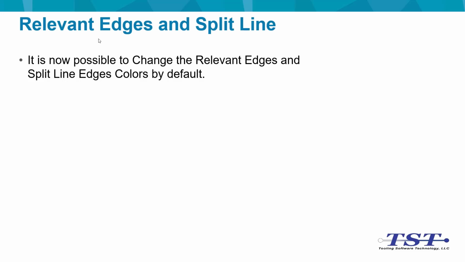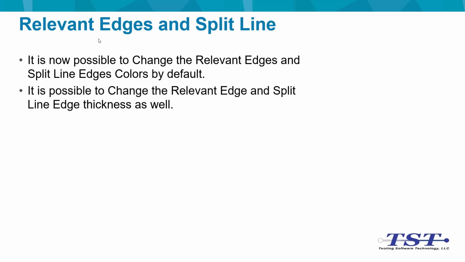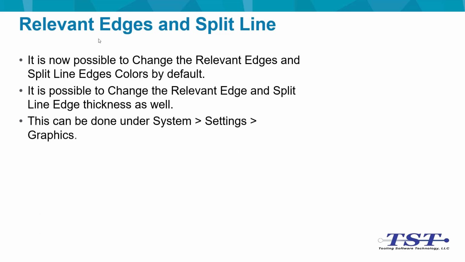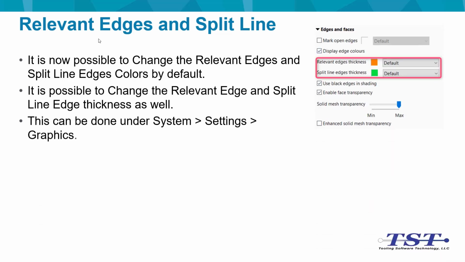For relevant edges and split line, it is now possible to control the overall default colors and the default thicknesses. This is done under System Settings, and you can see the dialog on the right. So you can change the colors and the thicknesses for relevant edges as well as split line edges.